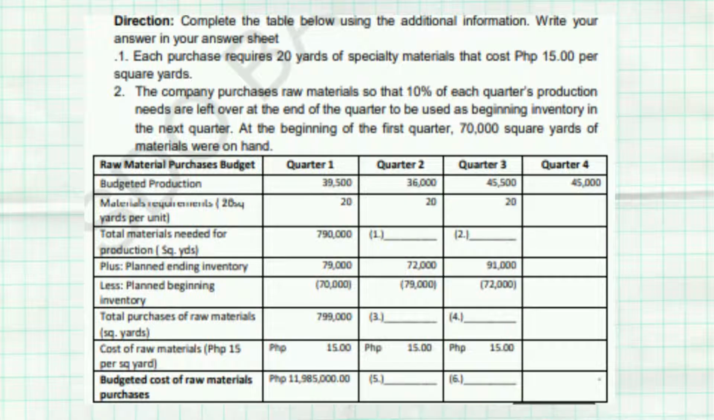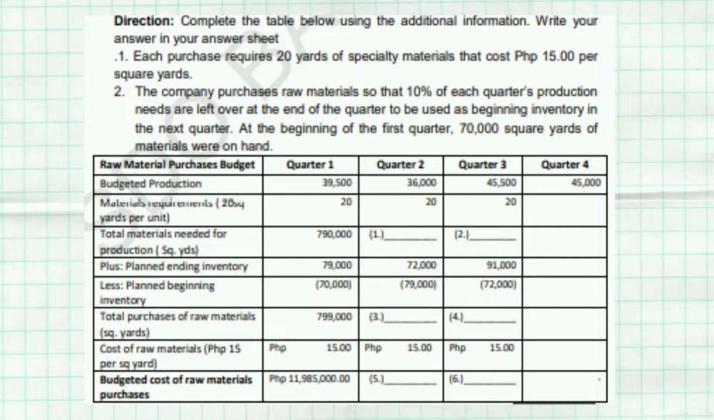Let's study this example. We need to complete the table below using the additional information. Let's read the directions together. Each parachute requires 20 yards of specialty materials that cost 15 pesos per square yard. Second, the company purchases raw materials so that 10% of each production needs are left over at the end of the quarter to be used as beginning inventory in the next quarter. At the beginning of the first quarter, 70,000 square yards of materials were on hand.